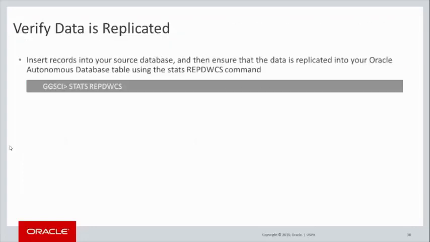At this point, the replication process should be running. Insert records into your source database and then ensure that the data is replicated into your Oracle Autonomous Database table using the stats repdwcs command.